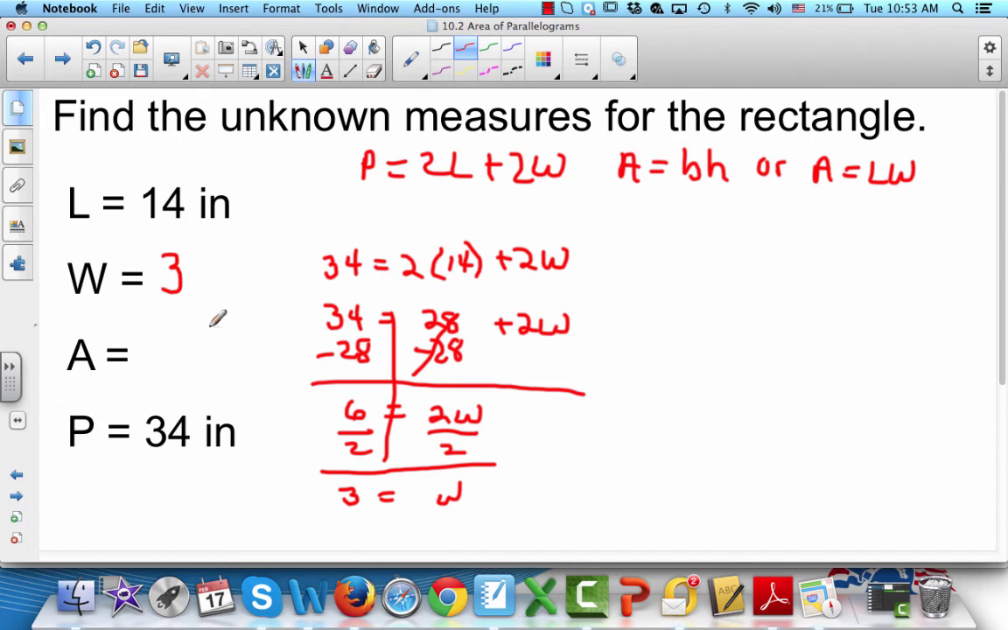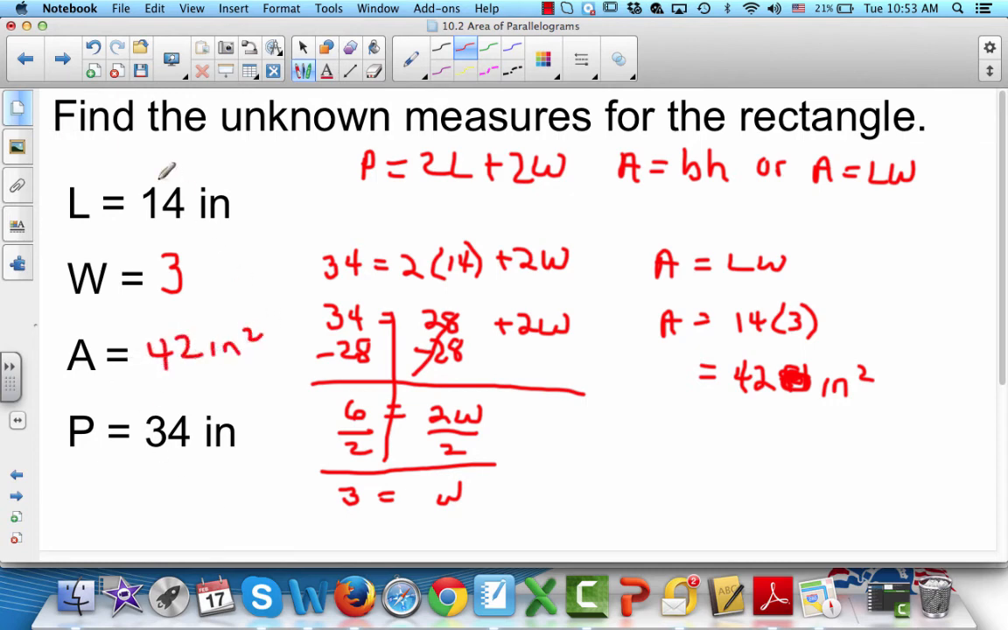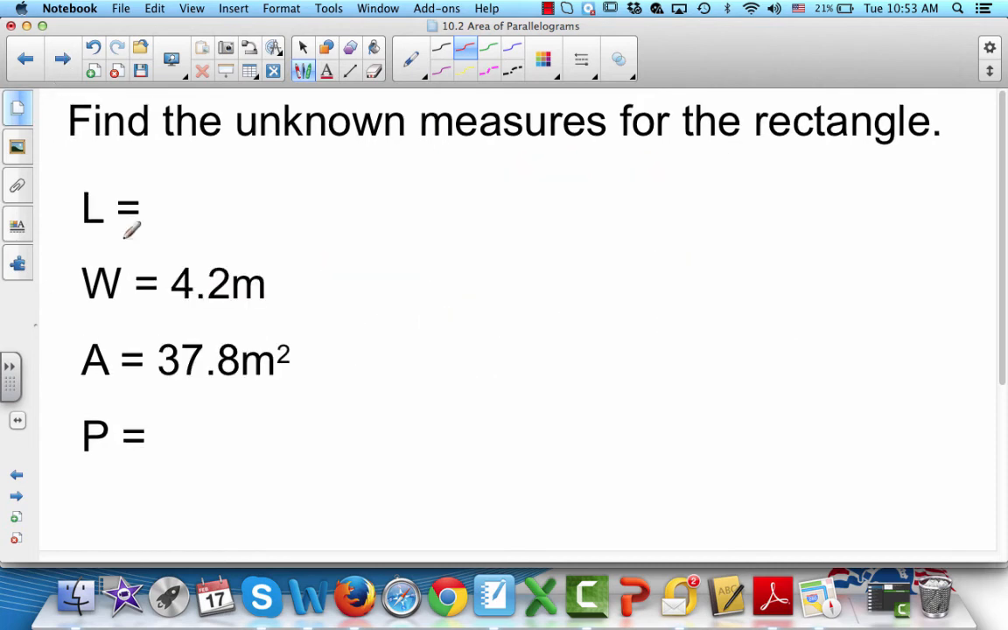And how do we find our area? Area is equal to length times width. So that means area is equal to 14 times 3, which gives us 42 feet. No, inches. Inches squared. So that's not too bad. Okay, 42 inches squared. All right, one more example.